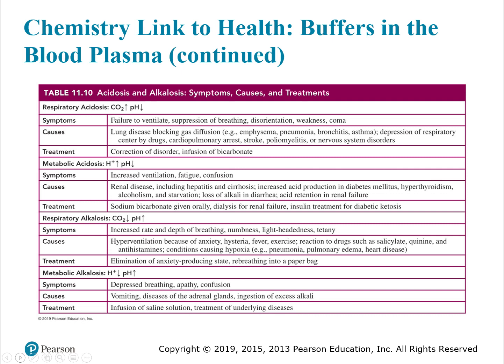So you don't need to know all of these different symptoms and causes and stuff like that, but you should be familiar with what acidosis is and what alkalosis is, and how it relates to the pH of your blood, increased acid, decreased conjugate base, those kinds of things. So it's a lot of information, but hopefully it's a little bit interesting if you're interested in the health sciences. So that's blood. That's how buffering works in the blood.